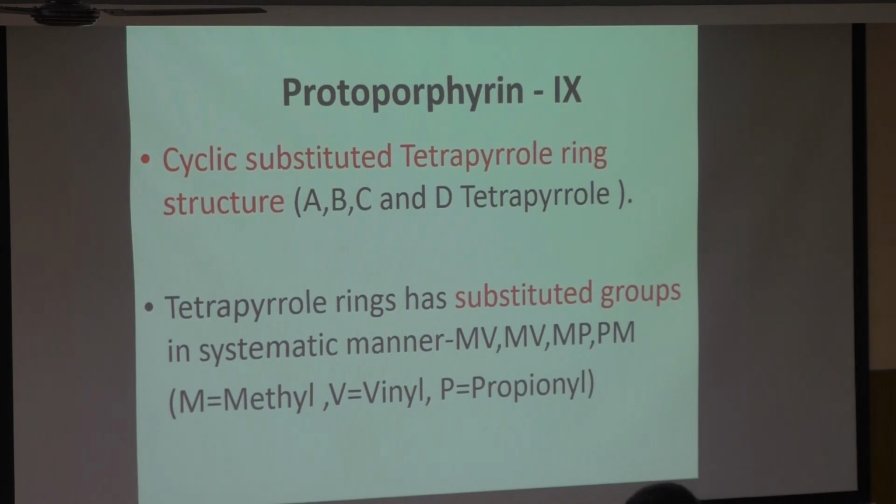Protoporphyrin actually contains four pyrrole rings which are interlinked by methylene bridges, so it is called a tetrapyrrole. Tetra means 4, pyrrole rings A, B, C, D, and they have substituent groups in the form of MV, MV, MP, PM. This is also important because that will determine the 9th series. M stands for methyl, V stands for vinyl, P stands for propionate.